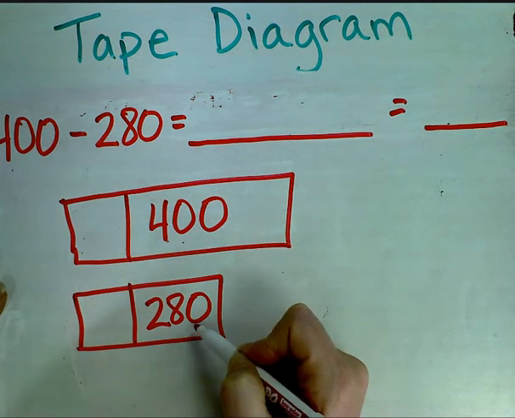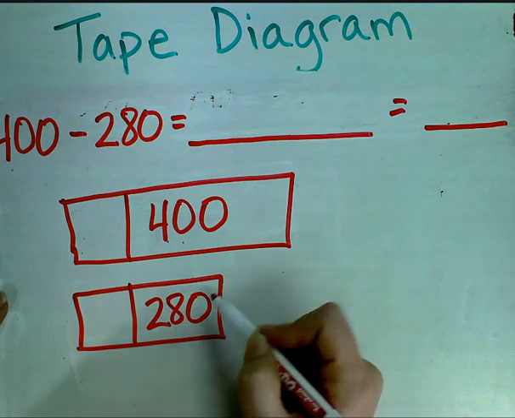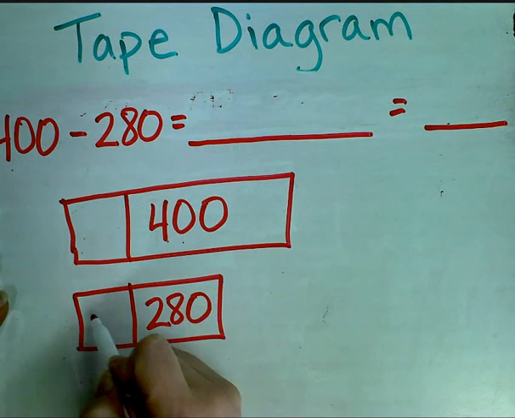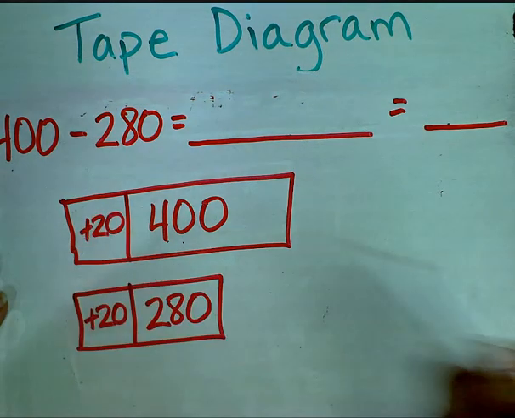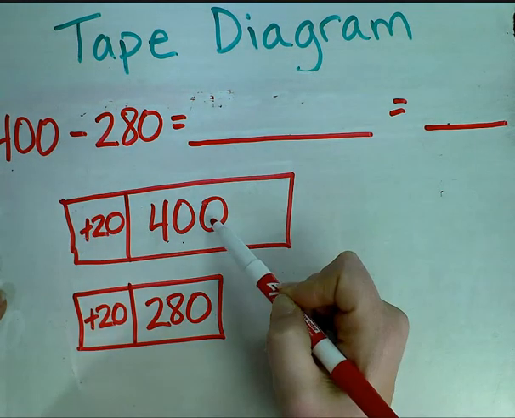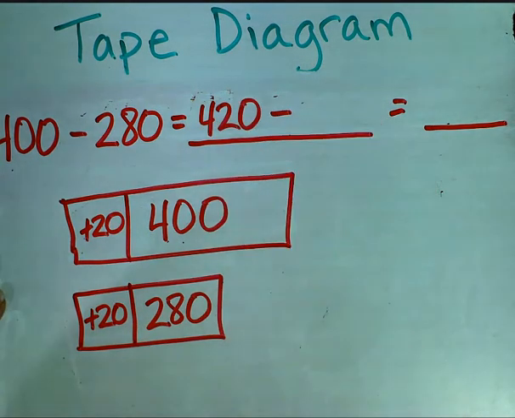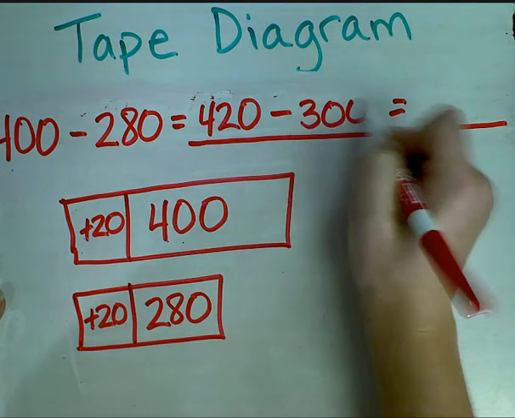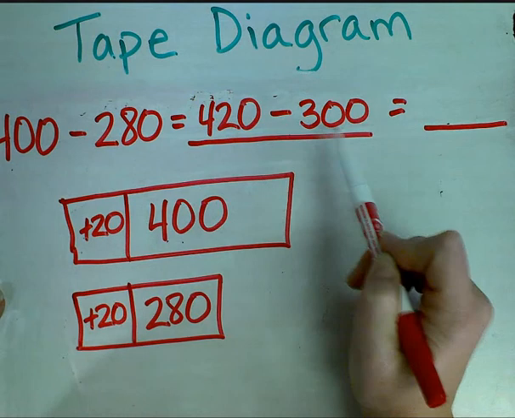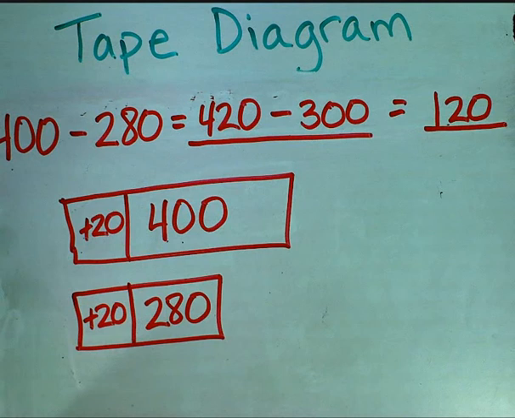Again, we're going to look at that smaller number and see what should we add to it to make it easier to subtract. In this case, 280 is 20 away from 300, so we're going to add 20. We must also add it to the larger number. So now we're going to write our new equation. 400 plus 20 is 420. Take away 280 plus 20 is 300. Now we can do 420 minus 300, which equals 120. Those are 3 examples of using tape diagram.